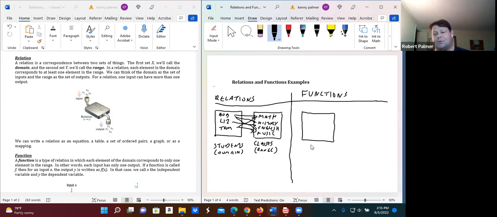How about we use the same three students? Once again, this is our domain. Let's say once again we have Bob, Liz, and Tom. And this time, for a function, we're assigning them to dorm rooms.